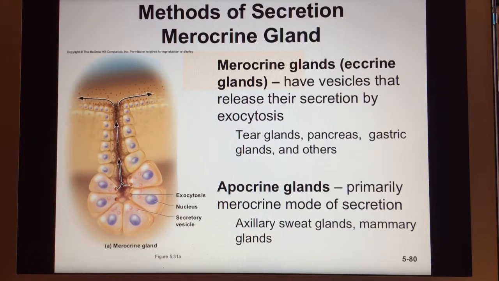Okay, when we look at secreting glands, we have two types, merocrine, also called eccrine glands. They have vesicles that release their secretion by exocytosis. And we'll see these in the tear glands, the pancreas, gastric glands. And then the apocrine glands are primarily merocrine mode of secretion. So examples would be axillary sweat glands and your mammary glands. So they have little vesicles that they're excreting by exocytosis.